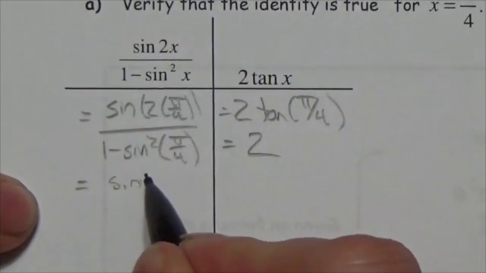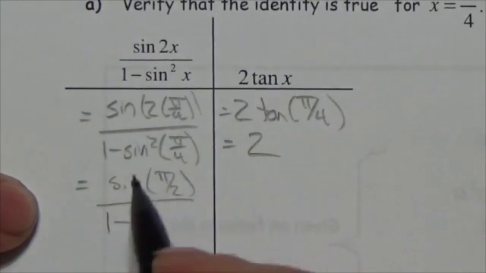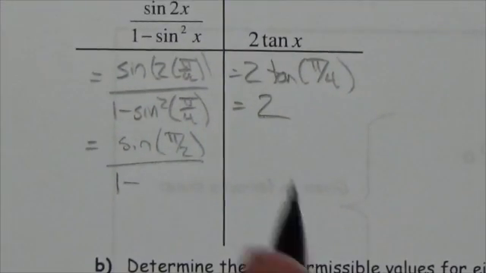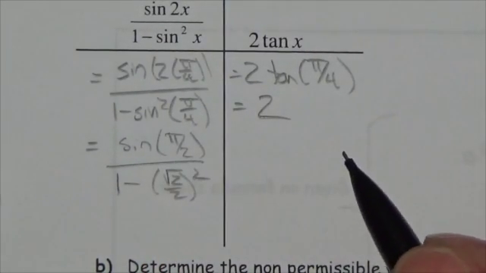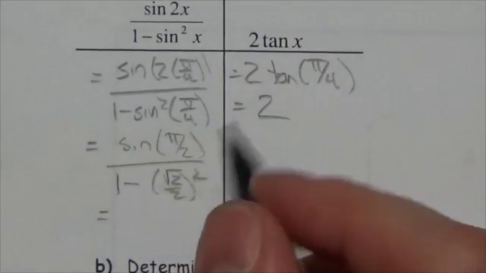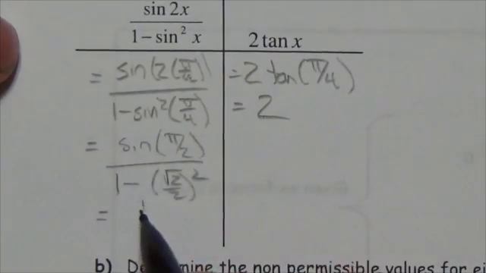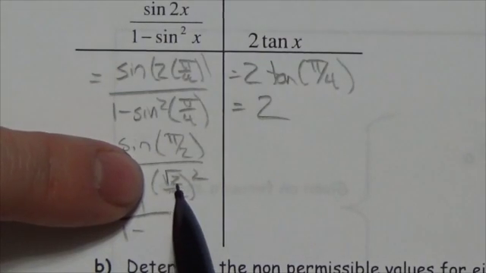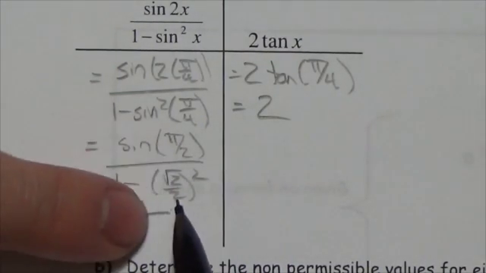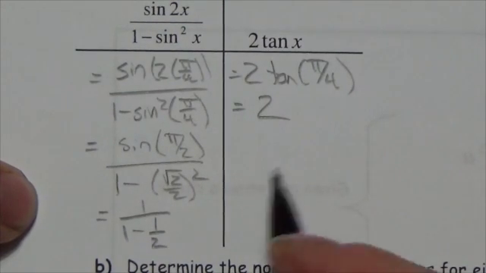Okay, in the numerator here, this is going to be the sine of, well, 2 times pi over 4 is going to be pi over 2. So this will be the sine of pi over 2. Now, down here, I know that the sine of pi over 4 is root 2 over 2, and I'm going to be squaring that. The numerator here is going to end up being 1. The denominator is going to be 1 minus, okay, root 2 squared is 2, 2 squared is 4. So this is going to be 1 minus a half.